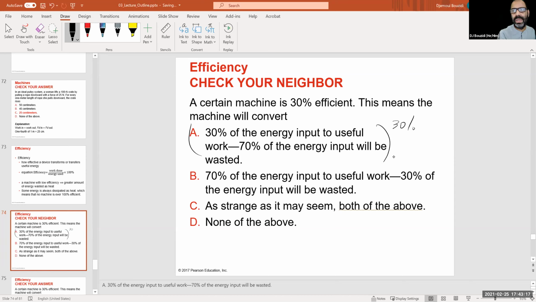Because 30% efficiency means that 3/10 of the work that is needed will be useful. So this is useful over basically needed. So 70% is wasted from the needed, and 30% is useful. Actually, that's basically what this is saying.